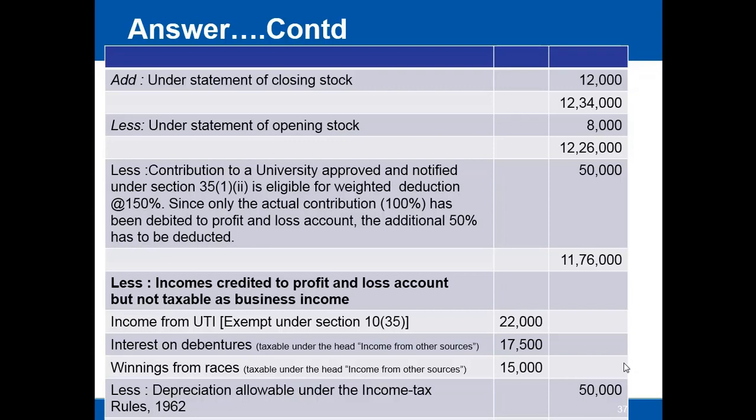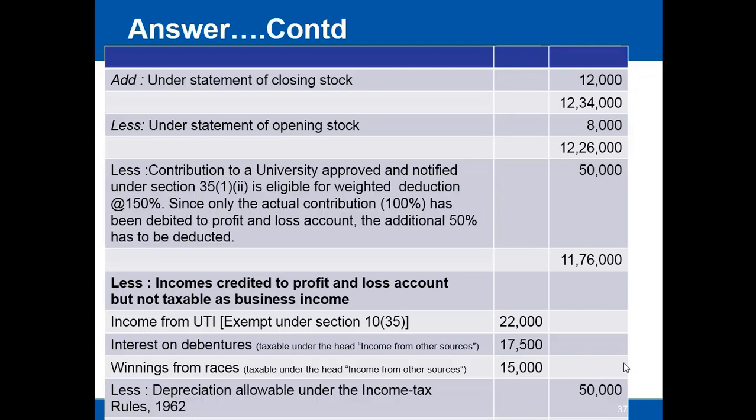We will believe that, and it has to be reduced because it will be an expense which has not been considered in the trading and profit loss account. Then we will make a further reduction for a contribution to a university which is approved and notified under section 35(1), which is eligible for a weighted deduction of 150%. Since the actual contribution of 100% has been debited to profit loss account, an additional 50% has to be deducted. So we will take a reduction of 50,000 from his profits. So it will come to 11,76,000.